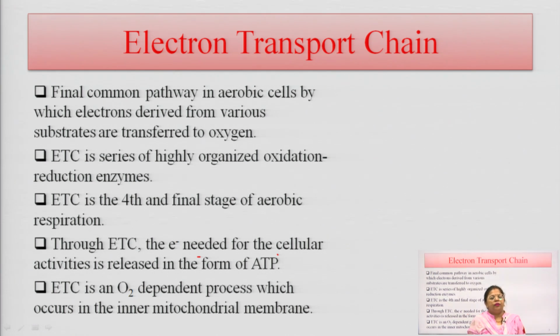for the formation of carbon dioxide and water. So, the electron transport chain transports different types of free electrons and converts them into water, carbon dioxide and ATP. The electron transport chain is an oxygen dependent process, because it occurs under aerobic conditions only, and it occurs in the inner mitochondrial membrane.